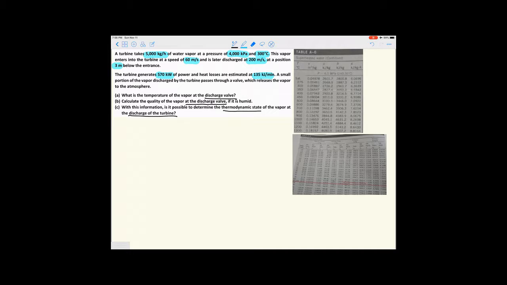So the first thing we have to do in order to solve this problem is to draw a diagram of the system. Currently, the system we're dealing with is open because of the entry and exit of the water that happens. The diagram should look something like this.